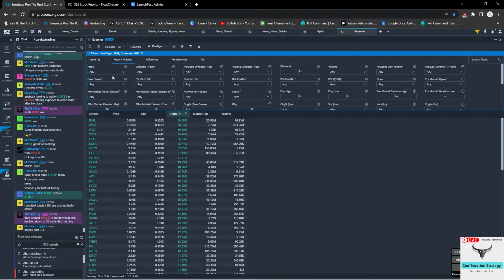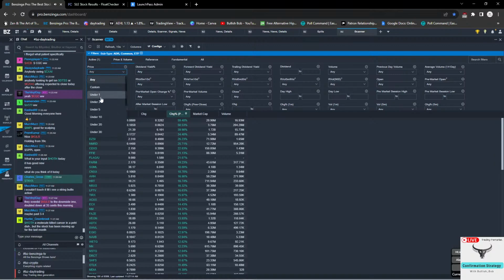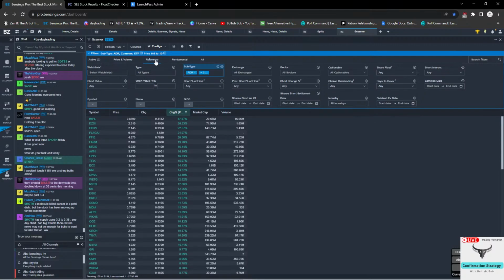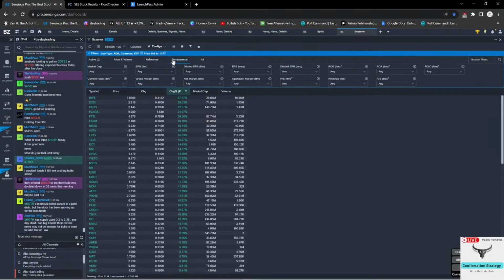Let's go into the price and volume. So we're going to basically just replicate the scan we just made. So custom, anywhere from 0.6, so 60 cents, up to $10. So we're keeping it just short and sweet. So let's go to the reference, and we're looking for float.